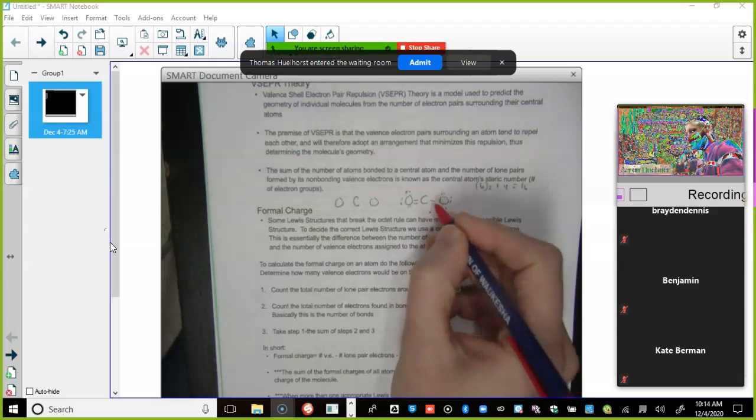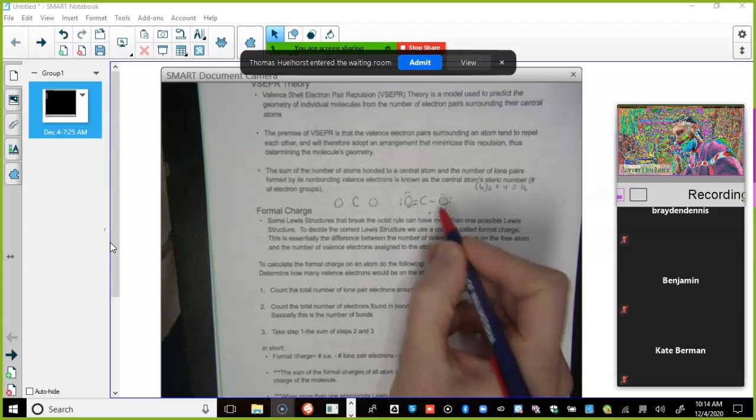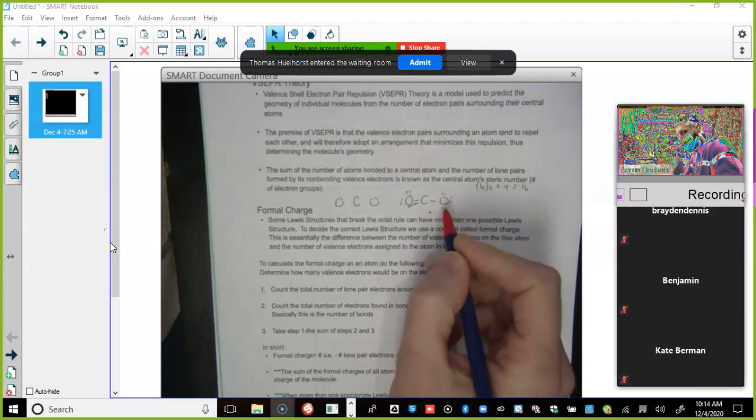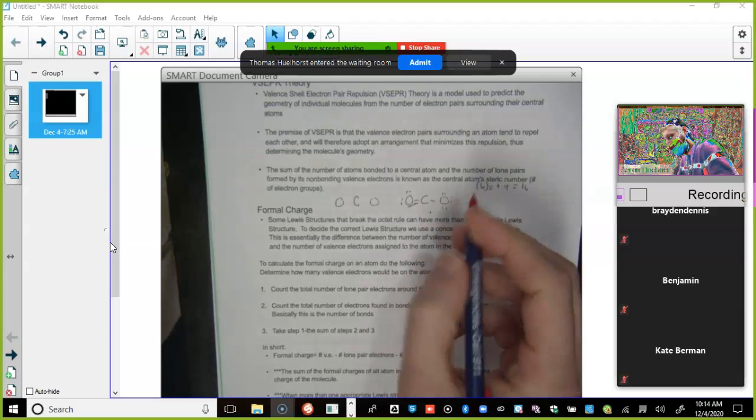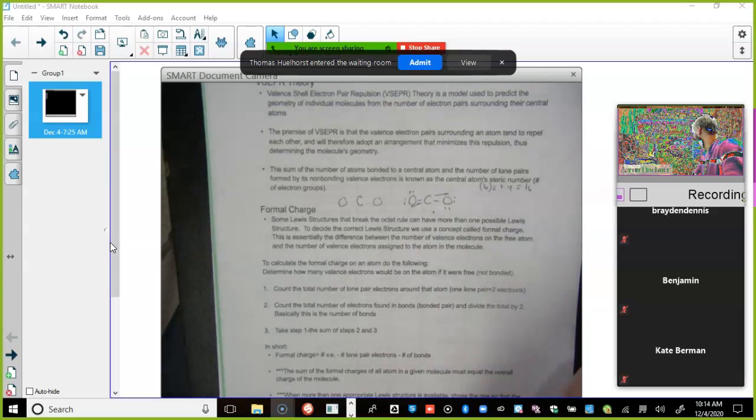But carbon needs more, so I'm going to share some. So I got 2, 4, 6, 8, 10, 12, 14, 16. But now carbon needs another one, so typically we're going to go symmetrical, go from the other side and share. We got 2 double bonds.